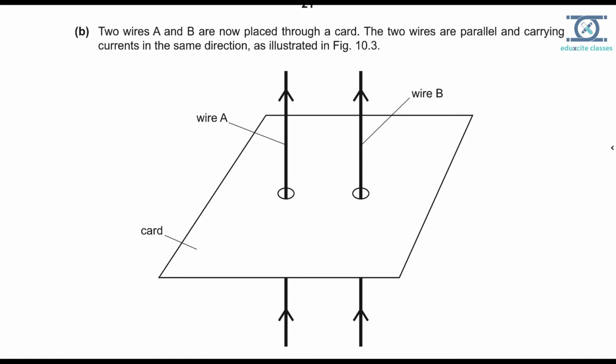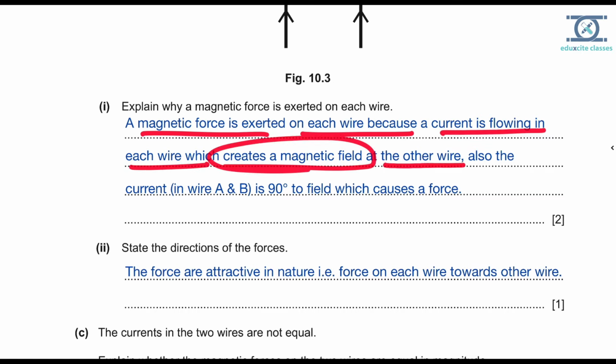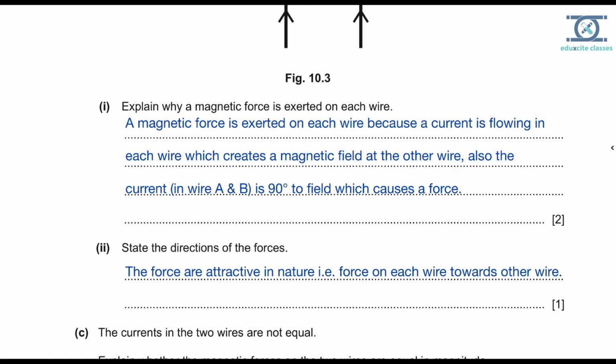Now there are 2 wires A and B. They are parallel and carrying current in the same direction. Explain why a magnetic force is exerted on each wire. So we know that a magnetic force is exerted because a current is flowing in each wire which creates a magnetic field at the other wire. Also the current in wires A and B is at 90° to the field, which causes a force.